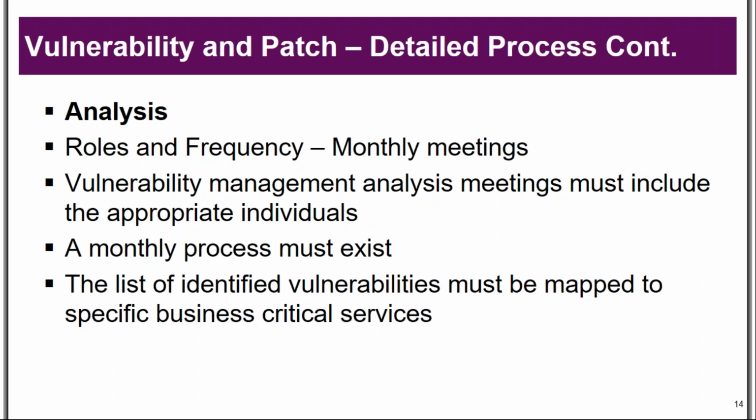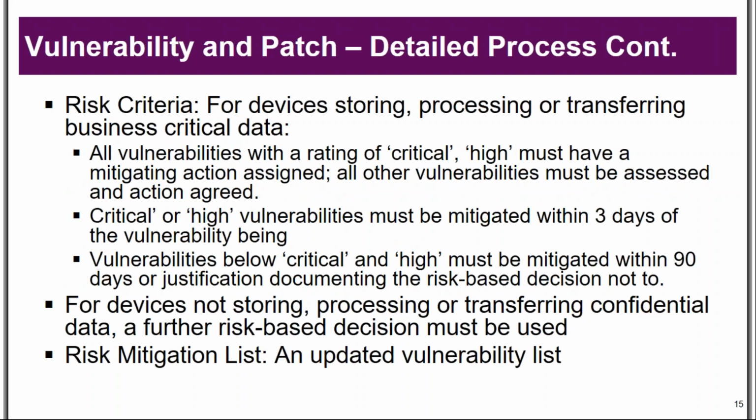So speaking of that, let's talk about risk criteria. So we're going to establish a risk criteria for everything that we have, for our devices storing, processing, and transferring our business critical data. And we're going to rate that, right? We're going to rate it as high, low, medium, whatever rating system you want to use. But here's what I recommend. All vulnerabilities with a rating of critical or high have to be mitigated. They have to have a mitigating action assigned to them, first of all.